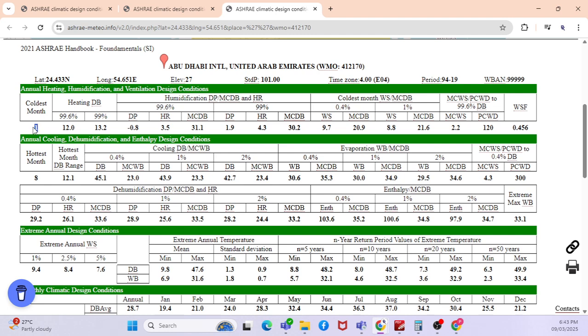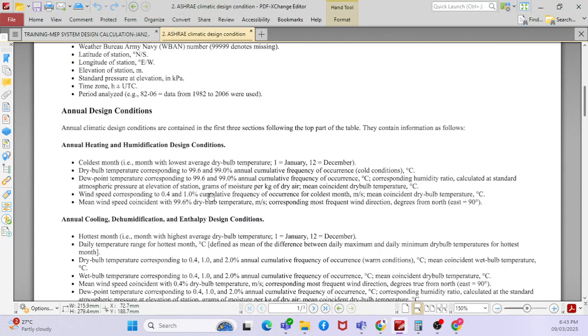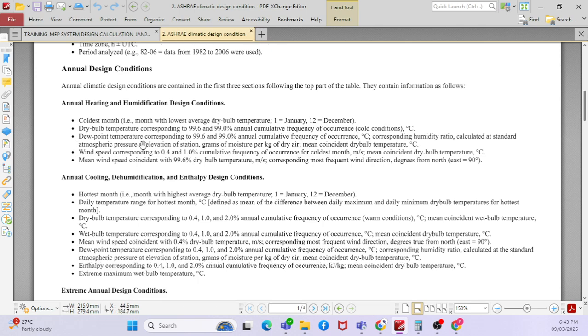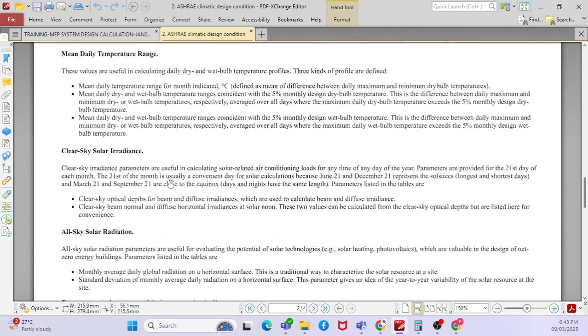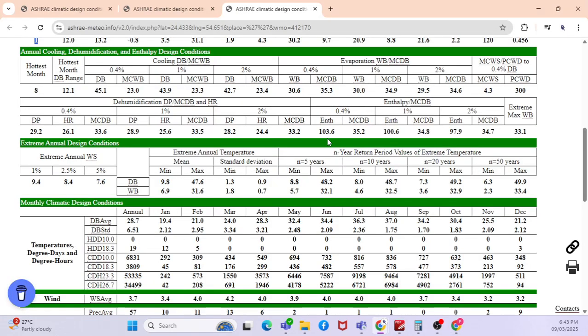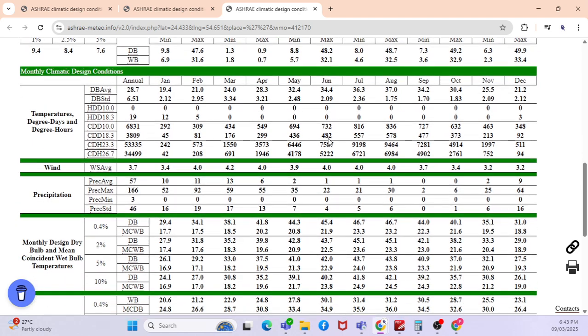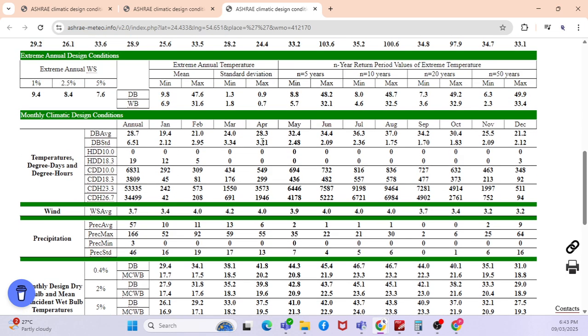And what is the coldest month? It is January. To study and get that knowledge, you have to go through this particular ASHRAE guideline. What is the coldest month? What is the hottest month? And what is the dew point temperature? What is the extreme annual design condition? So you have to go through all these documents to understand this ASHRAE guide, ASHRAE fundamentals. Clear? Okay, so take your time, go through all of this, whatever documents I have shared, and understand the ASHRAE fundamentals. Then we will move further.